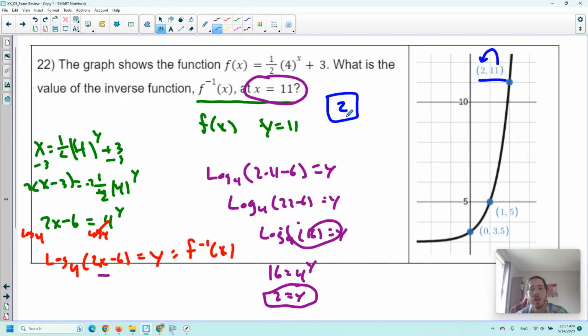So again, you could go the long way with that one if you don't want to use the graph. That's how you would do it by hand. Again, if you don't want to solve this by hand, you could put log base 4 of 16 into a calculator.